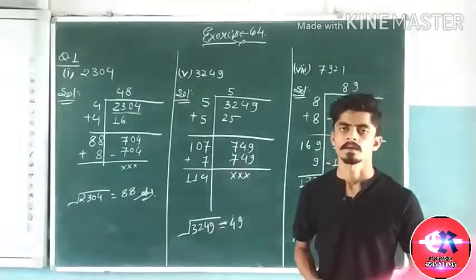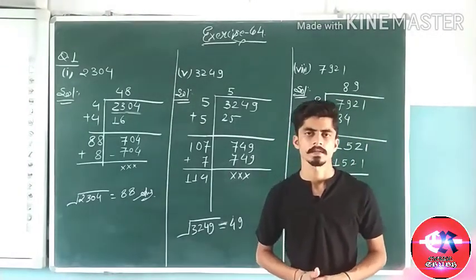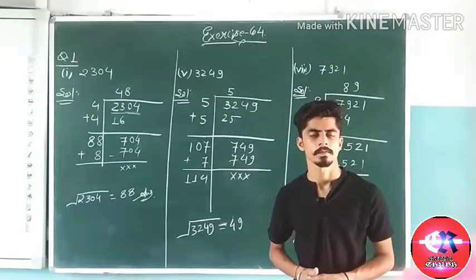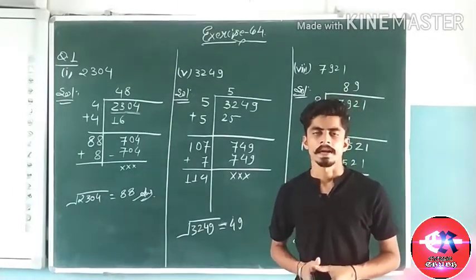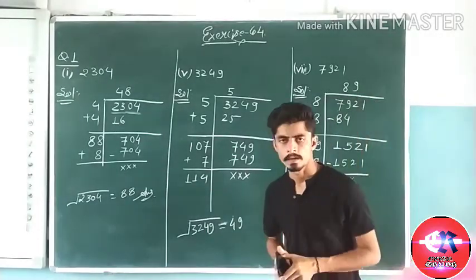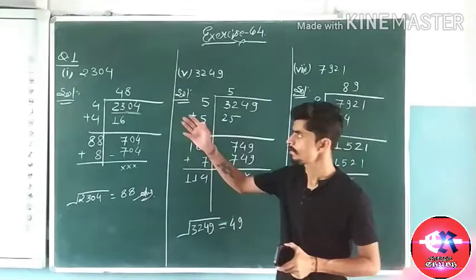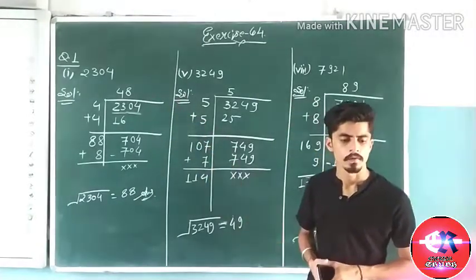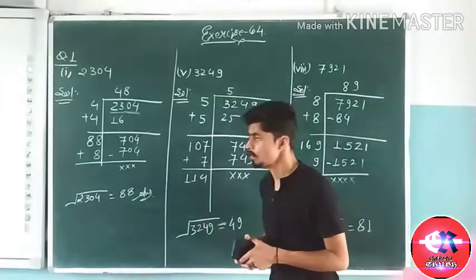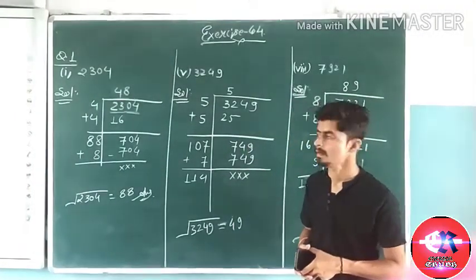Dear students, today we are going to start exercise 6.4, and the first topic we have to cover in 6.4 is finding square root by the long division method. In question number 1, we have to find the square root of 2304 by the long division method.